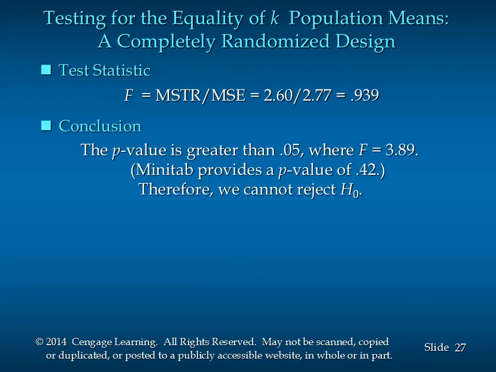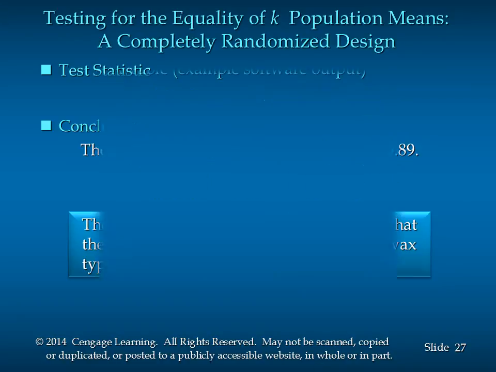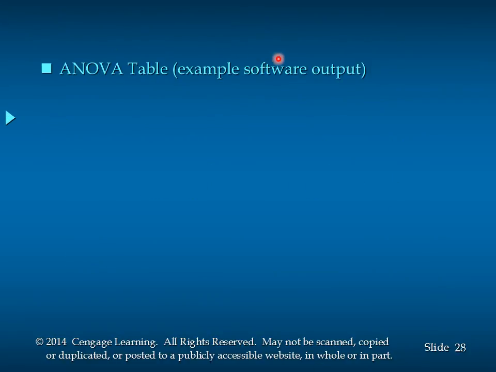And here's what you come up with. 0.939, here was your bogey. This was your F, 3.89. Is this number lower or higher? Is your test statistic lower or higher? It actually ended up being 0.42.